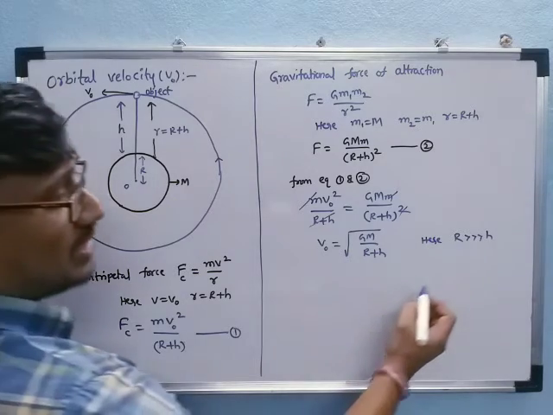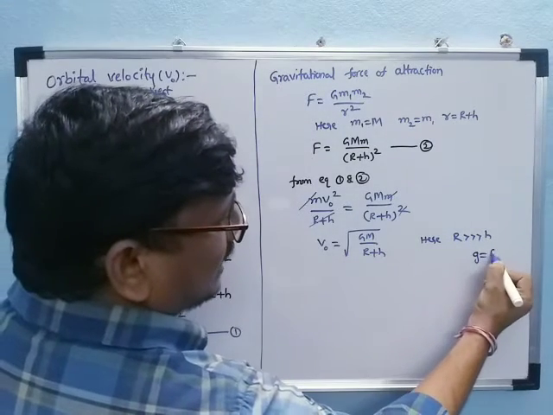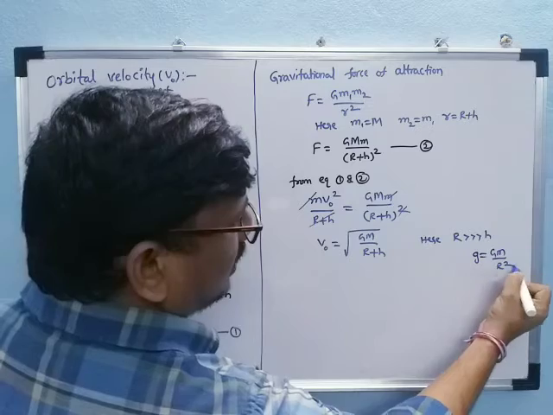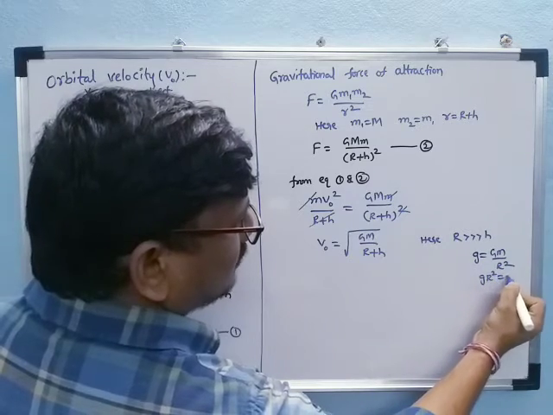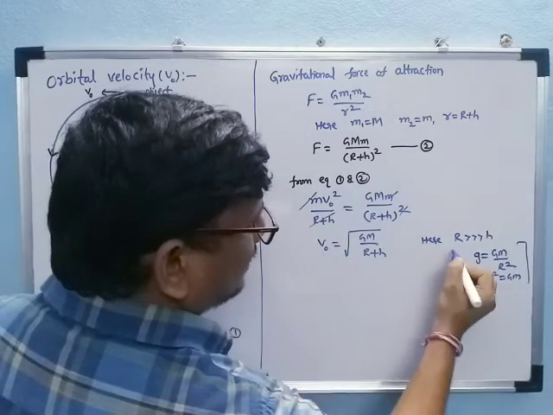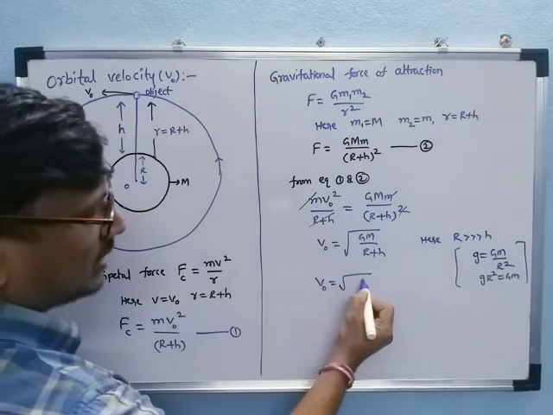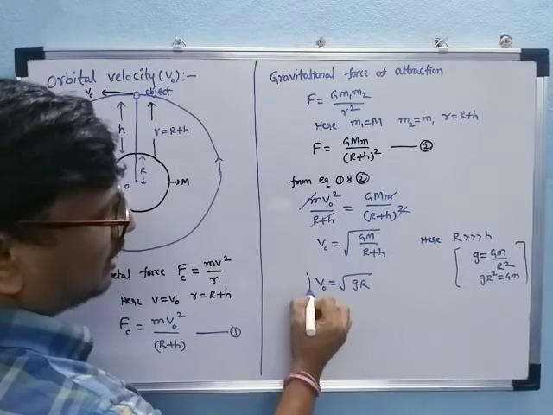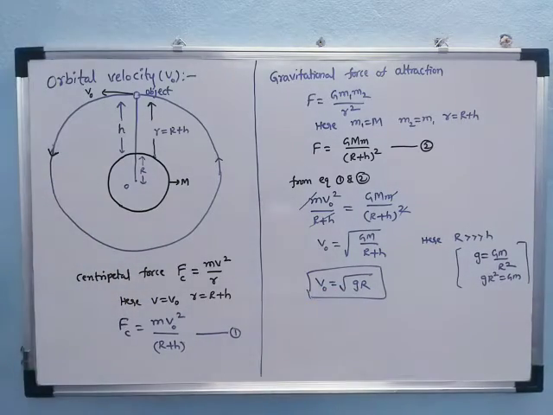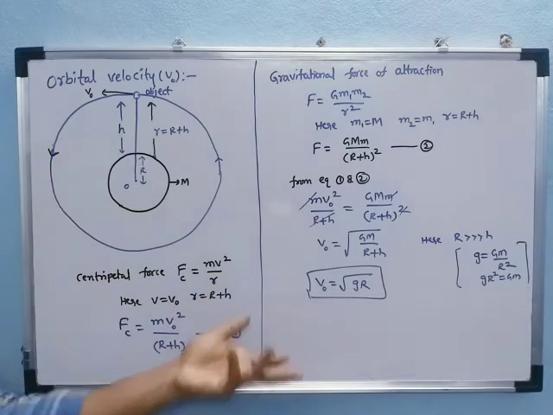And also we know the relation between small g and capital G: g into r square is equal to G M. Substituting in the equation, finally we get v naught is equal to under root of g into r. See, this is the formula of the orbital velocity of an object or satellite.